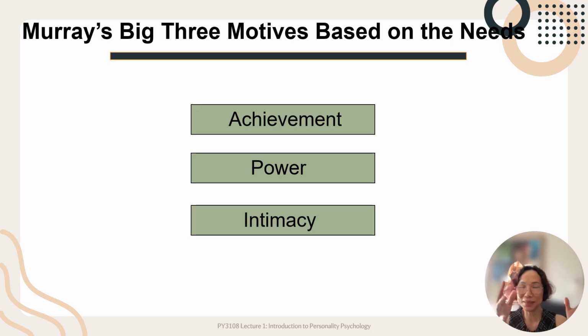So from the 17 needs, Murray categorized three big motifs. One is achievement. We want to achieve. One is power. We want power. Another is intimacy. We want to be loved. We want to love others. So these are the motives.